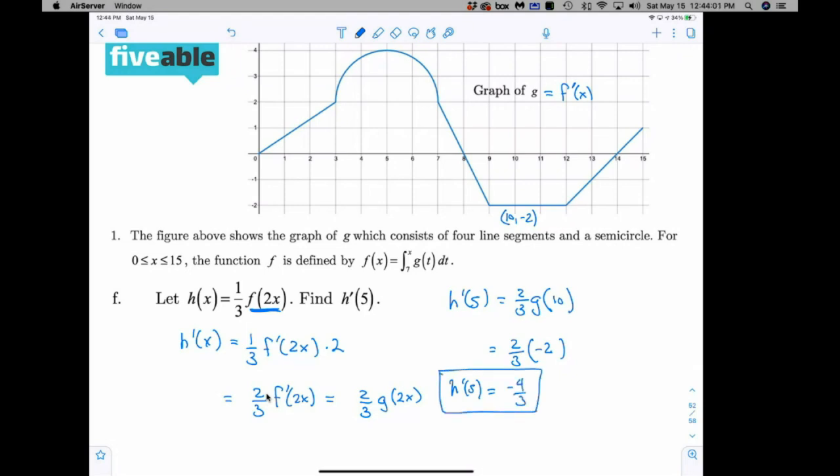-4/3. Okay, so that's what we're looking for here. So again, it's going back to the graph every single time, but we're still using our calculus. Don't forget about your chain rules, you always want to be on the lookout for using the chain rule.